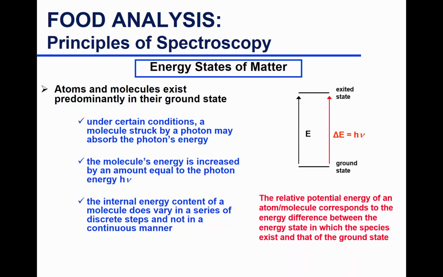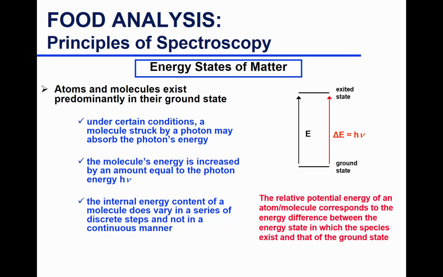Under certain conditions, a molecule struck by a photon may absorb the photon's energy. And I say may, not always, because the energy has to match the allowable potential energy that the atom or molecule can absorb. That's why some molecules absorb at different wavelengths. If the energy that hits them is not within the allowable potential energy of these atoms or molecules, they will not absorb light at that particular wavelength. So that's why they say may.